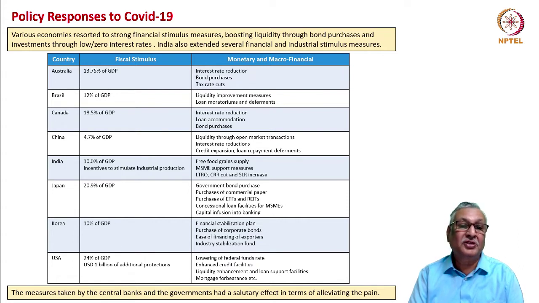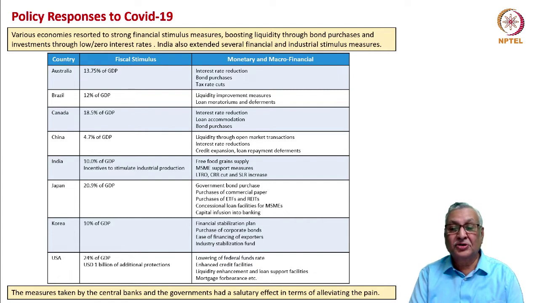In India, the fiscal stimulus was of the order of 10% of GDP. However, there were several incentives to stimulate industrial production, which probably were in the range of 6 to 8% of the GDP. These were very unique to India. Free food grains supply, micro, small, medium enterprise support measures, LTRO, CRR cut, SLR increases were the monetary and macro-financial measures. In Japan, the stimulus was as high as 20.9% of GDP.